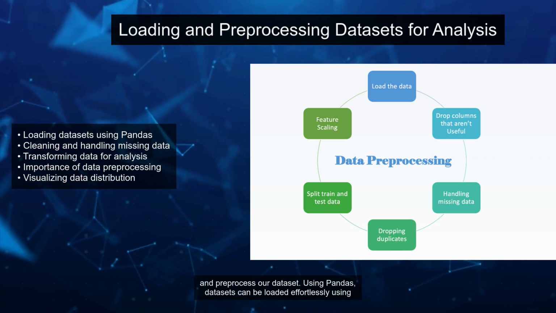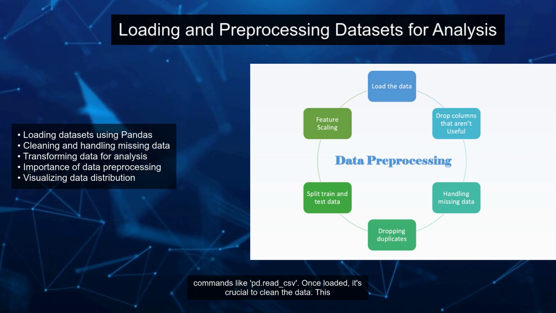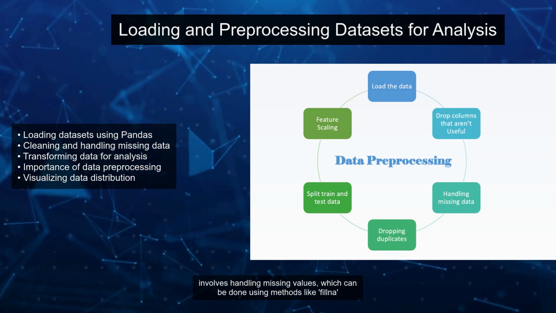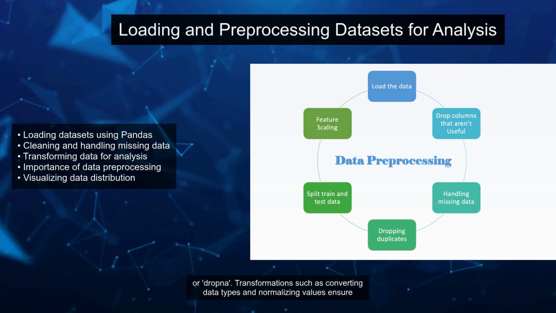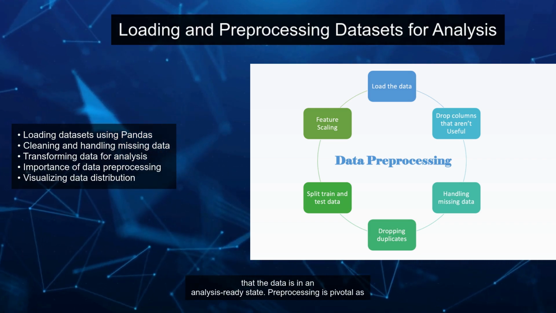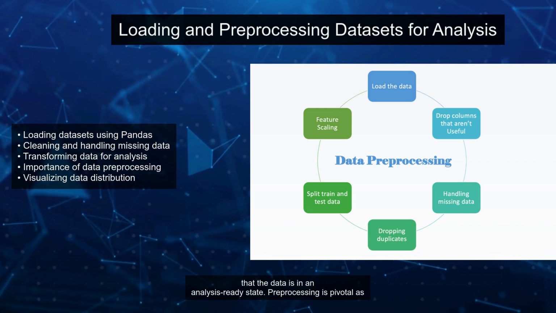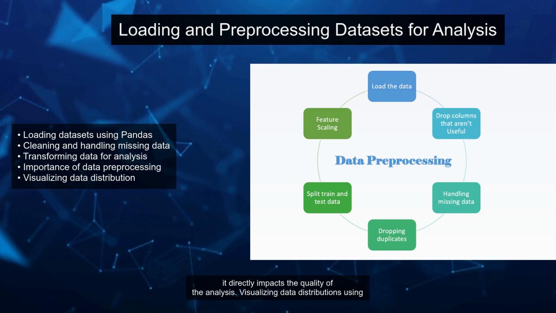Using Pandas, datasets can be loaded effortlessly using commands like pd.read_csv. Once loaded, it's crucial to clean the data. This involves handling missing values, which can be done using methods like fillna or dropna. Transformations such as converting data types and normalizing values ensure that the data is in an analysis-ready state. Preprocessing is pivotal as it directly impacts the quality of the analysis.